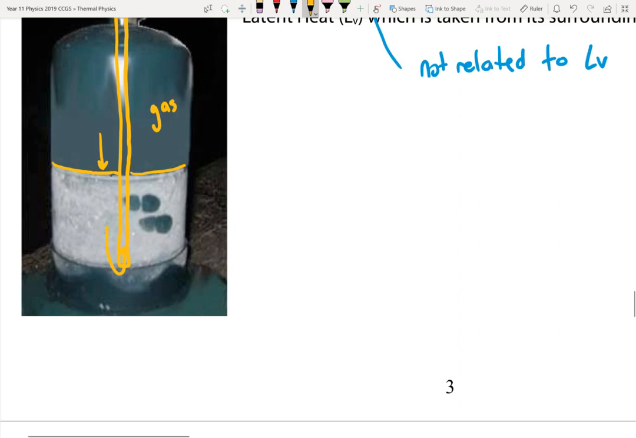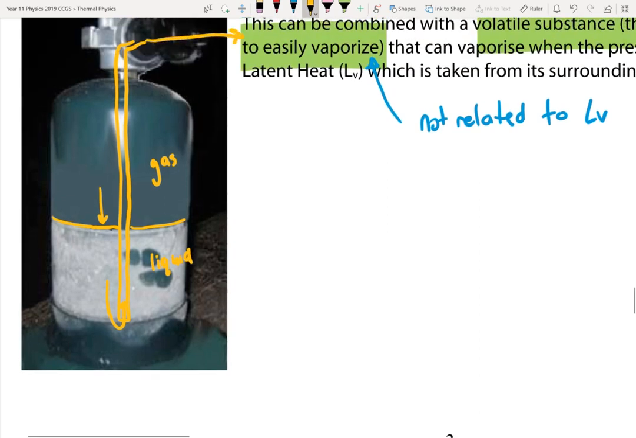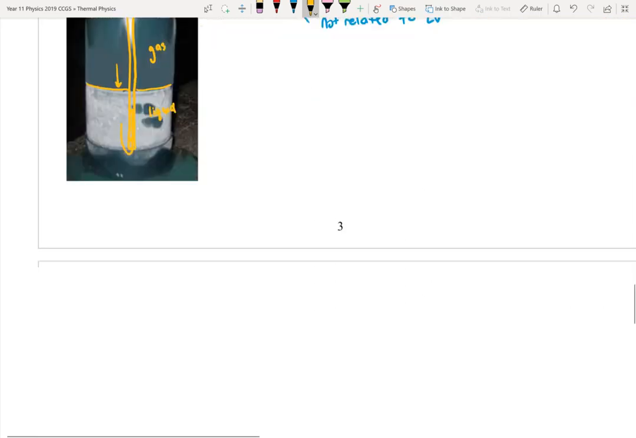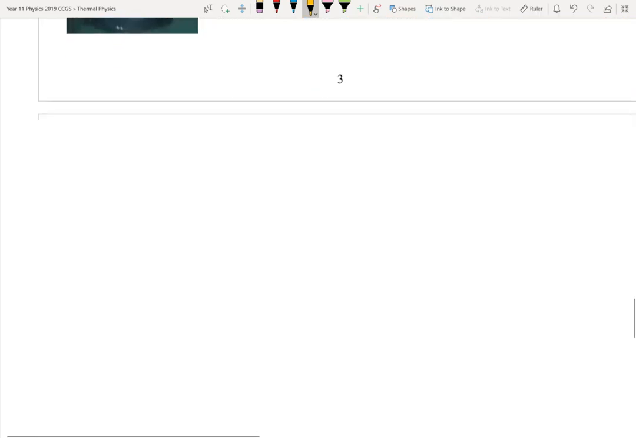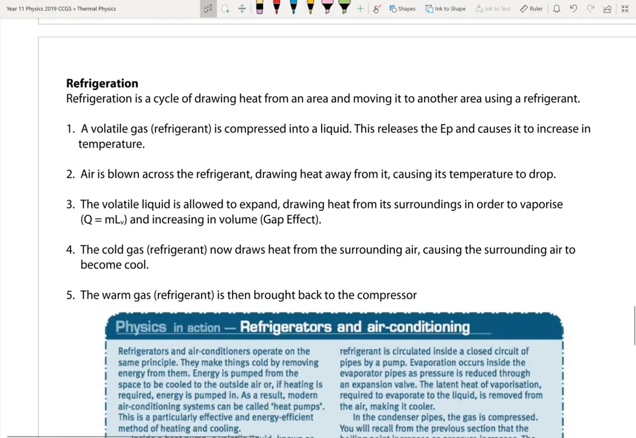So obviously it's under an immense amount of pressure. You've got liquid here. There's a valve at the top that if you open, as it expands, it turns from a liquid into a gas. Heat is drawn from the substance as well. It's a bit tricky because you've got latent phases as well as pressure. But let's go over the page. Come on, page 4.